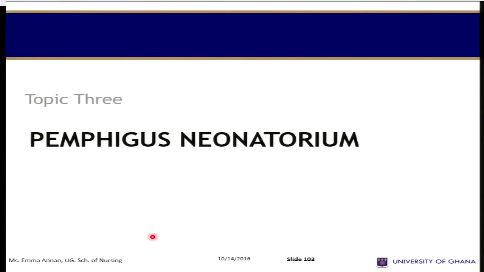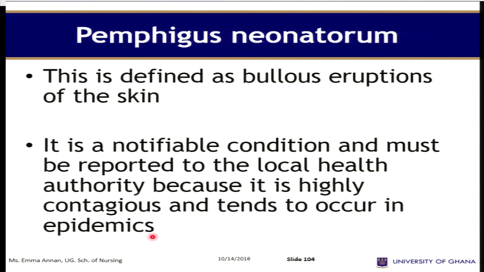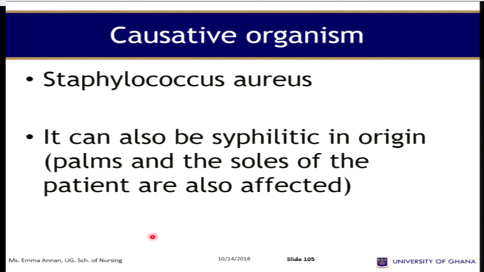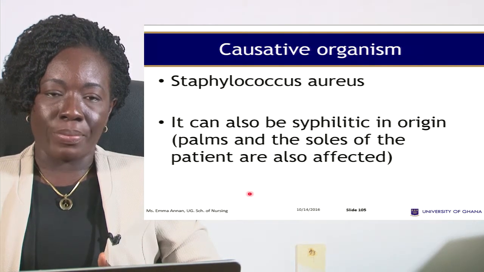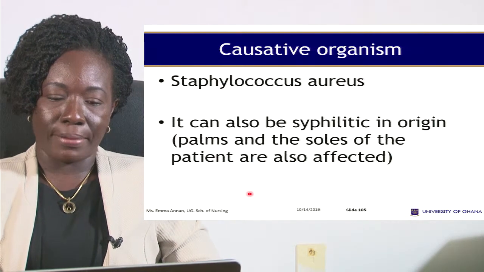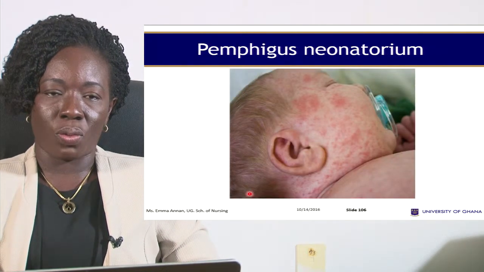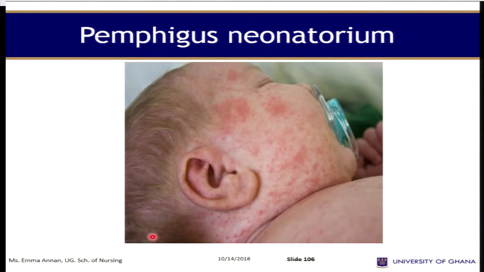What is it? It is defined as a bullous eruption of the skin and is also a notifiable condition. Causative organisms include Staphylococcus. It can also be syphilitic in origin. When it's syphilitic in origin, you see the palms and the soles of the patient also being affected. So this is a patient with Pemphigus Neonatorum.